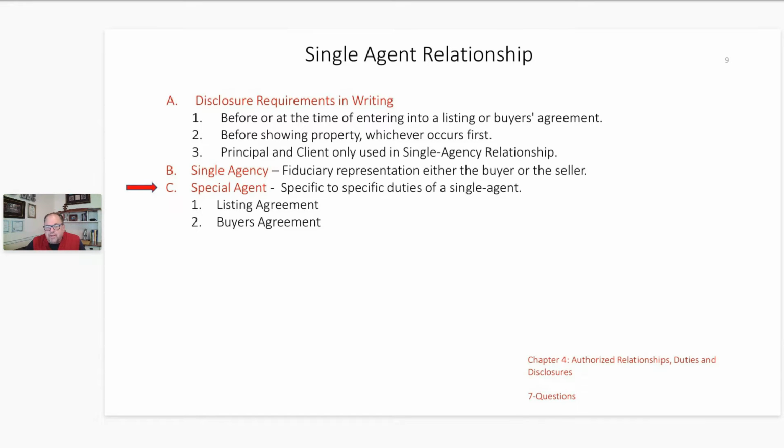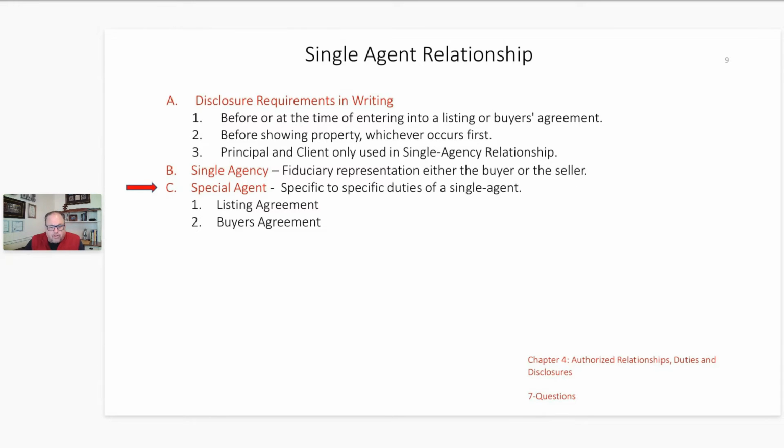So the time to make this disclosure is before, at the time of entering a listing agreement or buyer agreement, before showing the property. Remember, principal and client are going to be who they are to you as a single agent. As a transaction broker and with no brokerage relationship, they're customers. Now, what does single agency mean? It's a fiduciary representation that you have to a buyer or seller. You're working for one person.